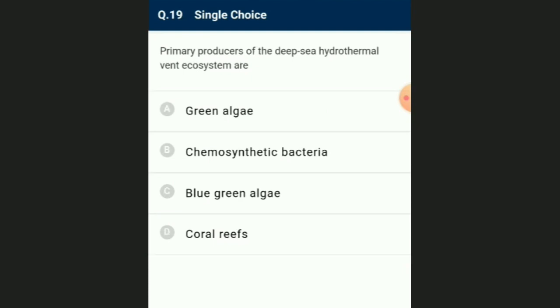Question number 19. Primary producers of deep sea hydrothermal vent ecosystem are bacteria belonging to the chemosynthetic autotrophic category. They obtain energy for the synthesis of food by oxidizing certain inorganic substances like ammonia, nitrates, nitrites, ferrous ions, etc. Thus, they do not utilize light as an energy source. The chemical energy thus obtained is trapped in ATP molecules and then used in carbon assimilation with the help of hydrogen from some source other than water. It is hydrogen sulfide used as hydrogen donor. So the answer for this question is option B, chemosynthetic bacteria.